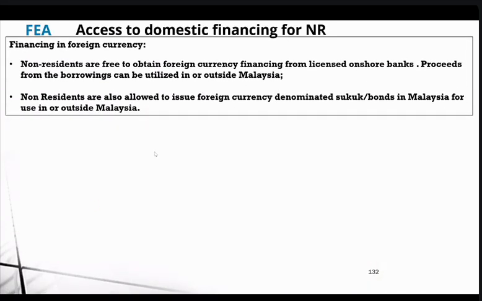For foreign currency, non-residents are allowed to issue foreign currency denominated sukuk or financing for in-house outside Malaysia. Notice for foreign currency, it is less strict. But for ringgit, they are more strict. This is the key point. For ringgit, they are more strict.